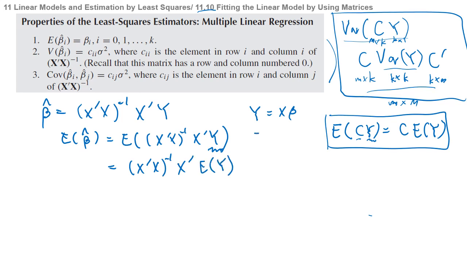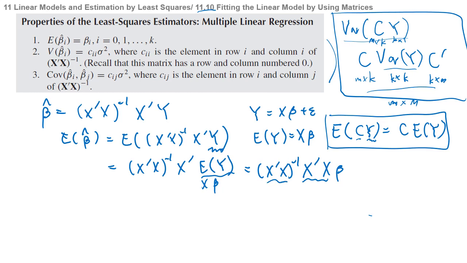And actually, since Y is X beta plus epsilon, the expected value of Y is X beta. So we can put X beta here. And what we can see is that (X transpose X) inverse X transpose X beta: a matrix inverse times the matrix is the identity matrix, so this becomes beta. So we can check the first condition, the unbiasedness.